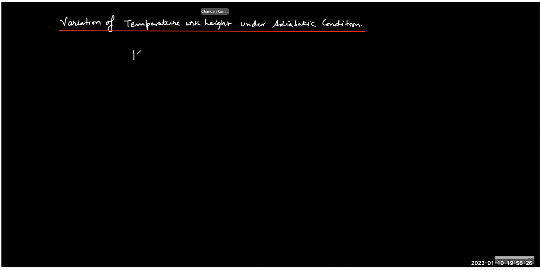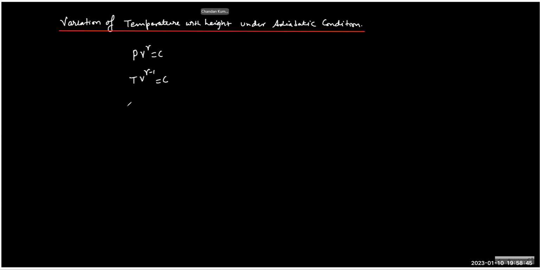So we know the relation PV^γ equals constant from the adiabatic process. We also know TV^(γ-1) equals constant. Now, first of all, I will tell you how to differentiate.